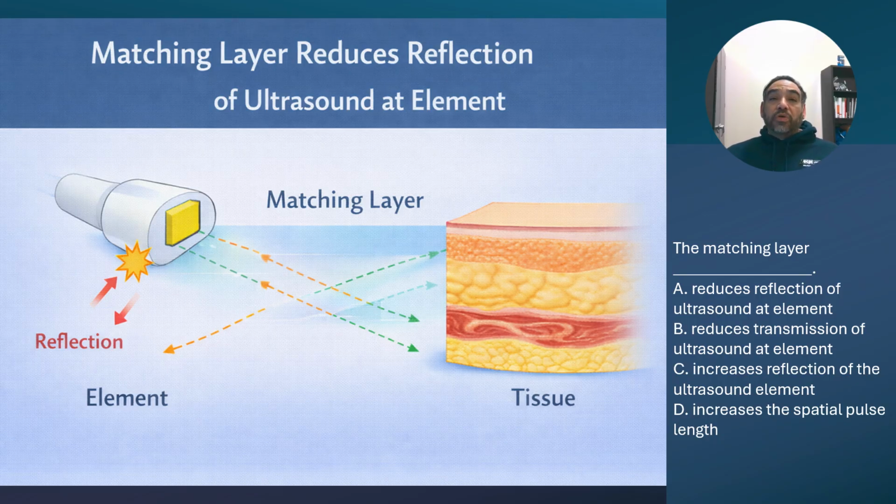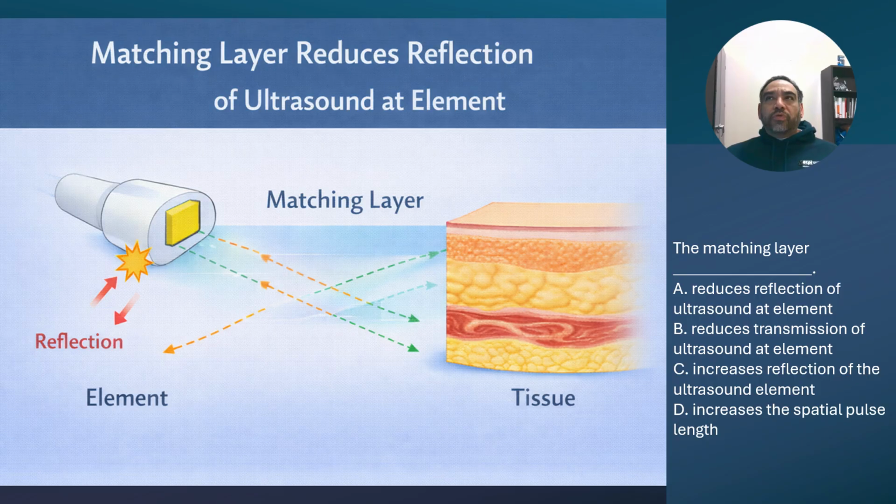And then D was increase the spatial pulse length. Spatial pulse length, SPL, depends on the number of cycles in the pulse and the wavelength. So it's mainly controlled by the backing material, the damping material, not the matching layer. Matching layers affect impedance matching and transmission, not the pulse length.